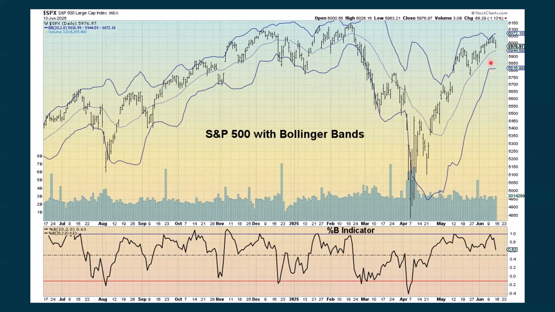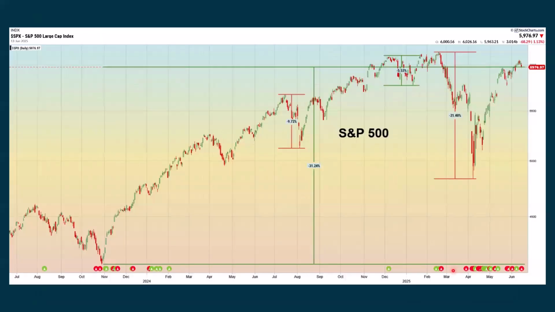But how this chart is used, it's called the %B indicator. And it just measures, are we above or below the upper or lower Bollinger Band? And we're not. So there's no extreme reading in this chart. Now, even though we're declining, we're still above the midpoint. And when we're above the midpoint, which is the dashed line up here, that is more positive.